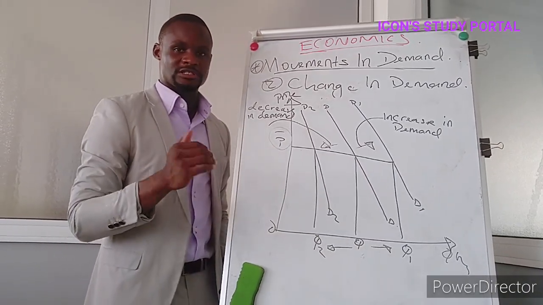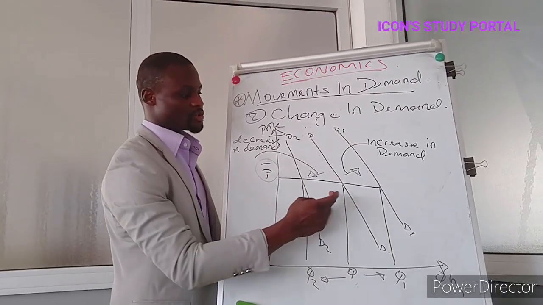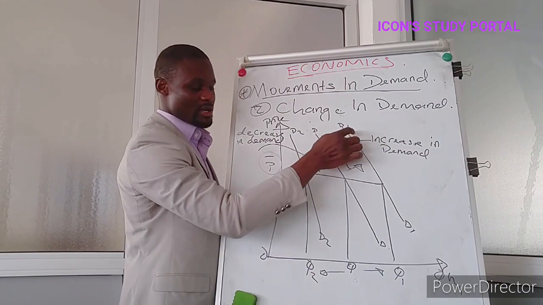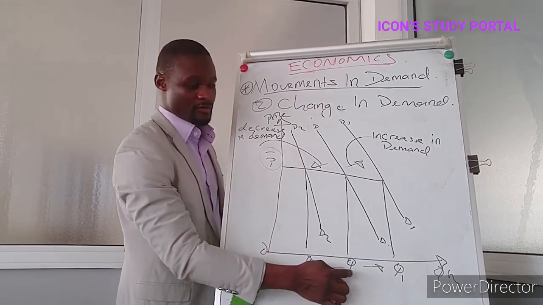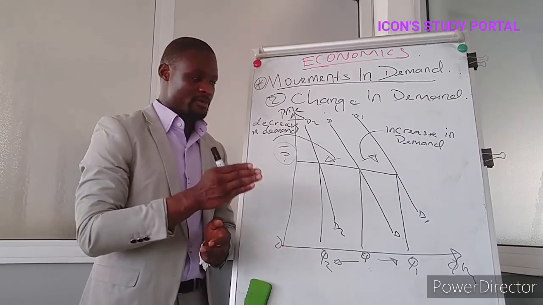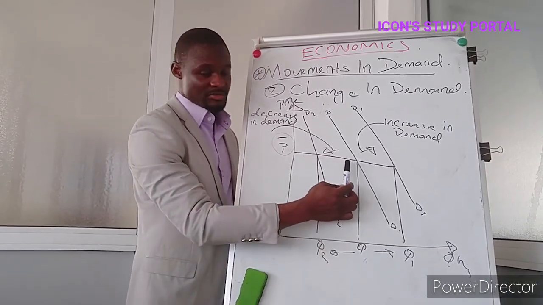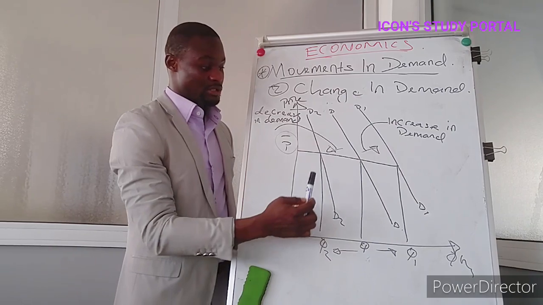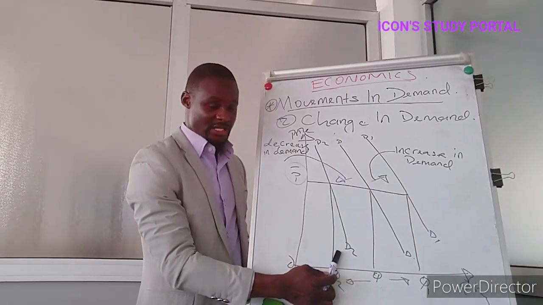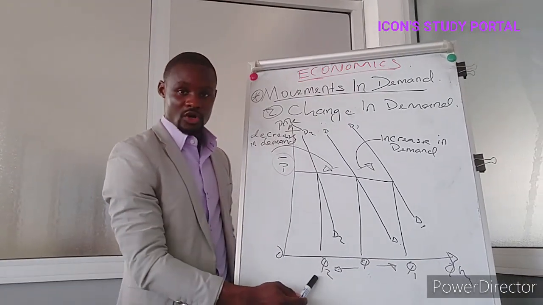When those factors that influence demand are favorable, it leads to a complete shift of the demand curve to the right from D to D1, which leads to an increase in quantity demanded from Q to Q1. And when the factors that determine demand are unfavorable, it leads to a complete shift of the demand curve to the left, which leads to a movement of the demand curve from D to D2 that eventually affects quantity demanded from Q to Q2.